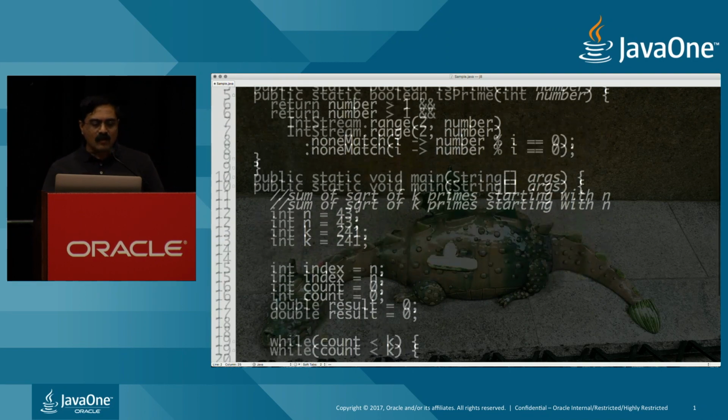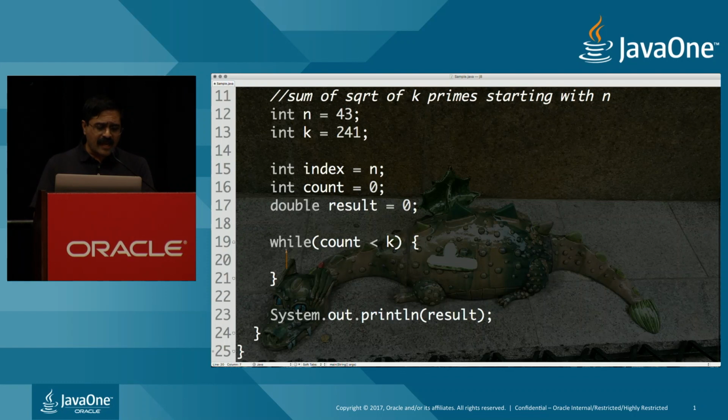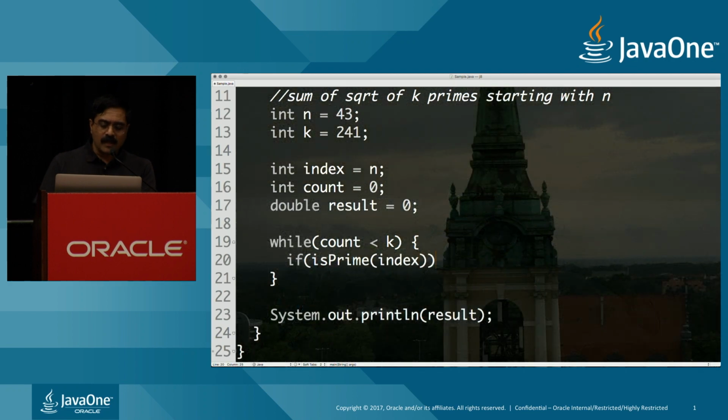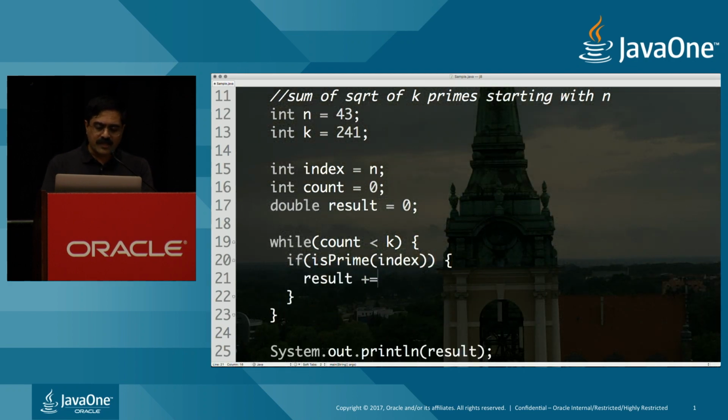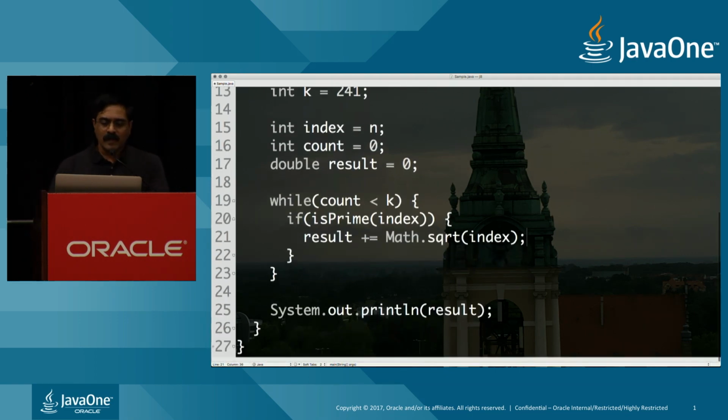Now that we did that, what's the next step? I'm going to say if the given number is prime, so if it is index prime, then what am I going to do? result plus equals Math.sqrt of the value index, and do the work. Is this correct?